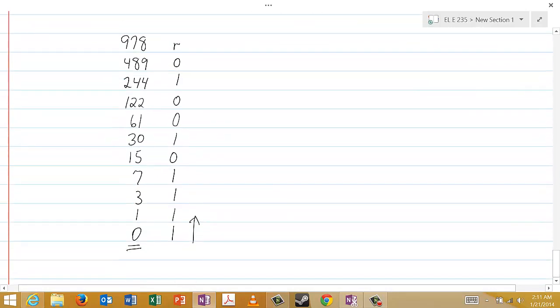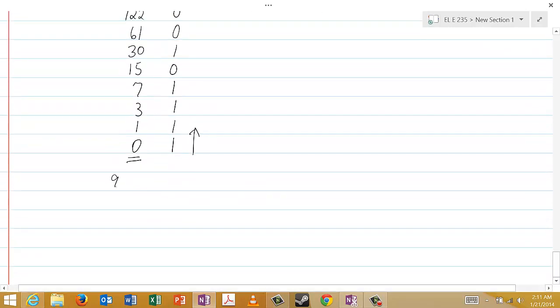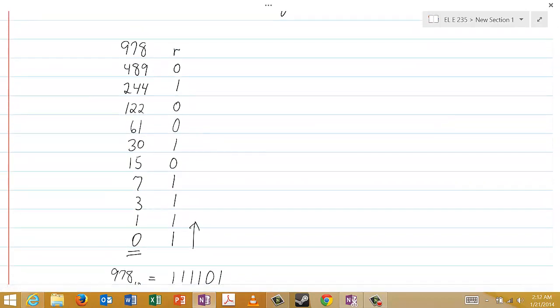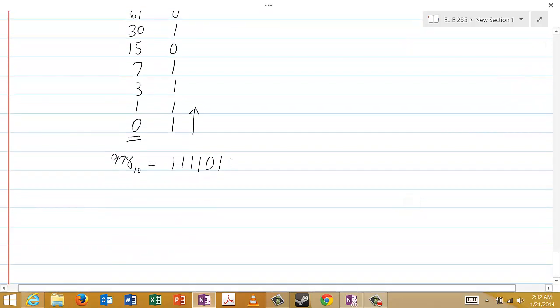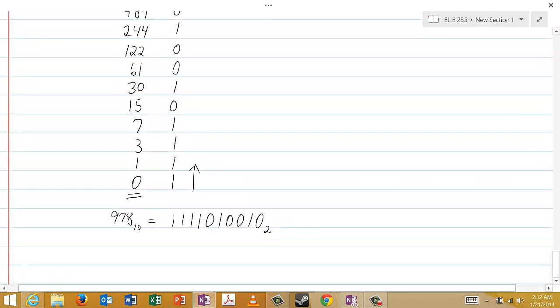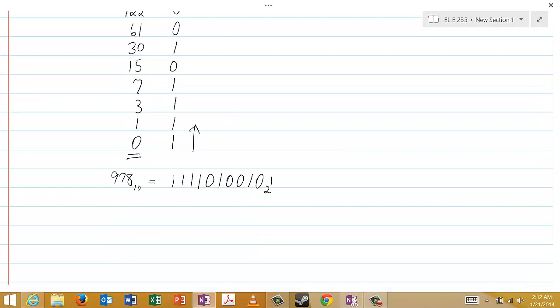And we conclude that 978 base 10 is equal to 1, 1, 1, 1. We have 4 ones, and then a 0 and a 1, and then 2 zeros, a 1, and a 0. So 978 base 10 is equal to 1, 1, 1, 1, 0, 1, 0, 0, 1, 0 base 2.